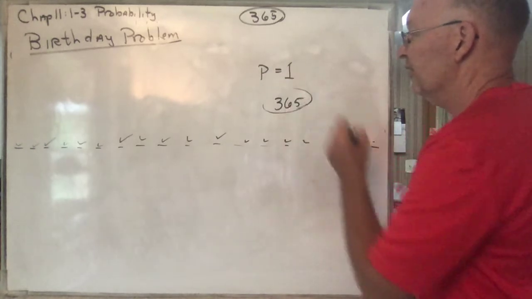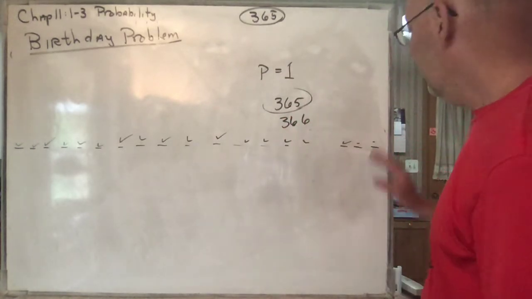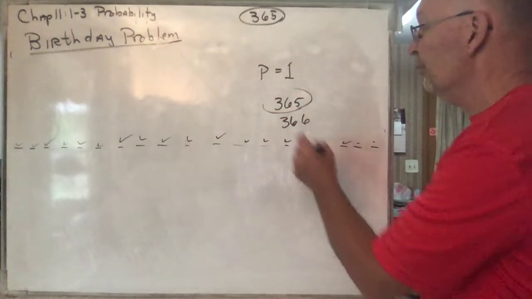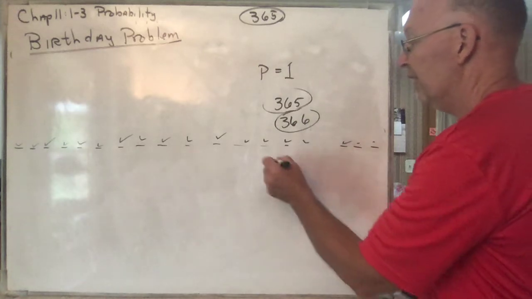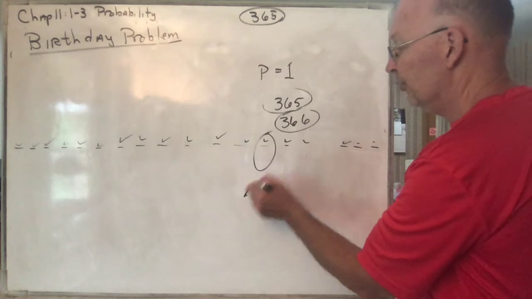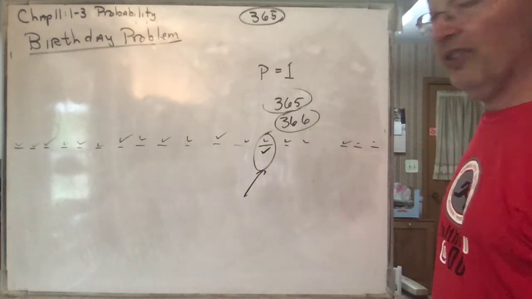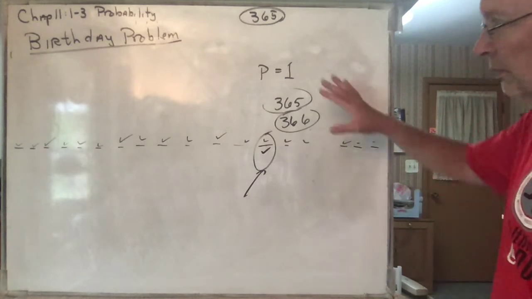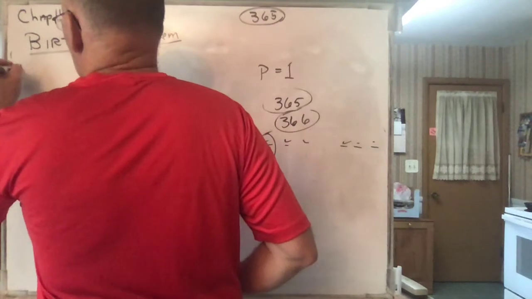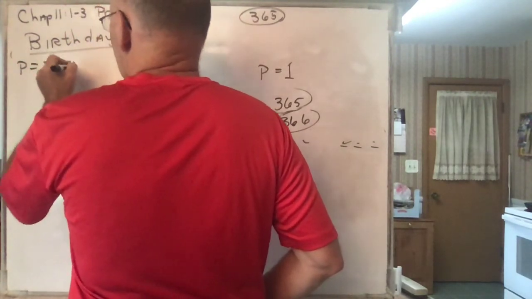Agreed? 365. But as soon as you get to 366, you've already filled up all the slots with one person each, and now with that 366th person, you've got to put them someplace, and as soon as you put them someplace, you've got some date with 2 people there. That is, you've got 2 people with the same birthday. Agreed? So the answer is, probability equal to 1 of the same birthday.